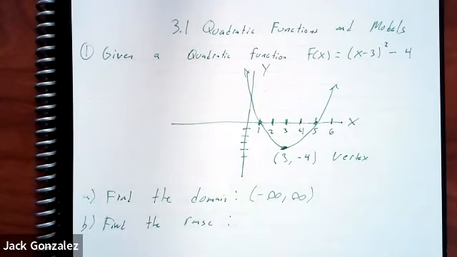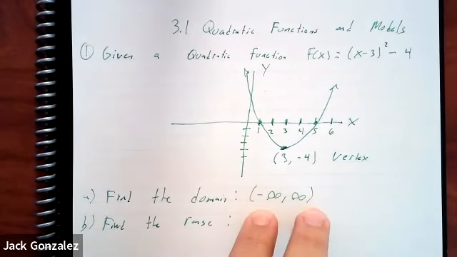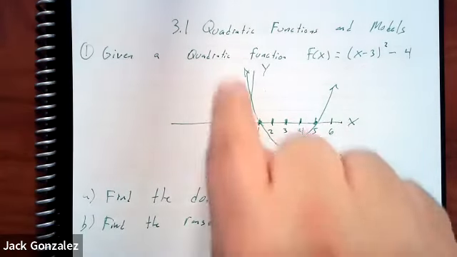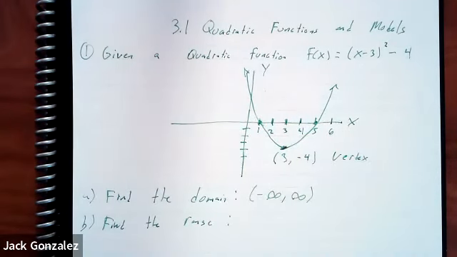It's everything that you can plug in. If you see no issues, nothing that you can't plug in, like no restrictions, then you should just assume everything is fine, or you can graph it and see that it'll keep going and cover all your x values. But does it cover all the y values? No. What's the lowest y value?